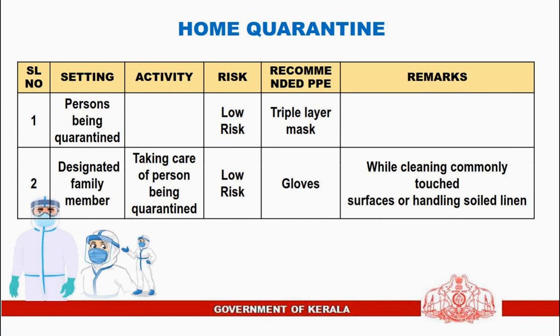For the person who is in home quarantine as well as for the caretaker, risk of exposure is low. While cleaning the frequently touched surfaces and linen, the personal protective equipment required for the caretaker is a 3-layer mask and gloves. While for the person in home quarantine, personal protective equipment required is a 3-layer mask.